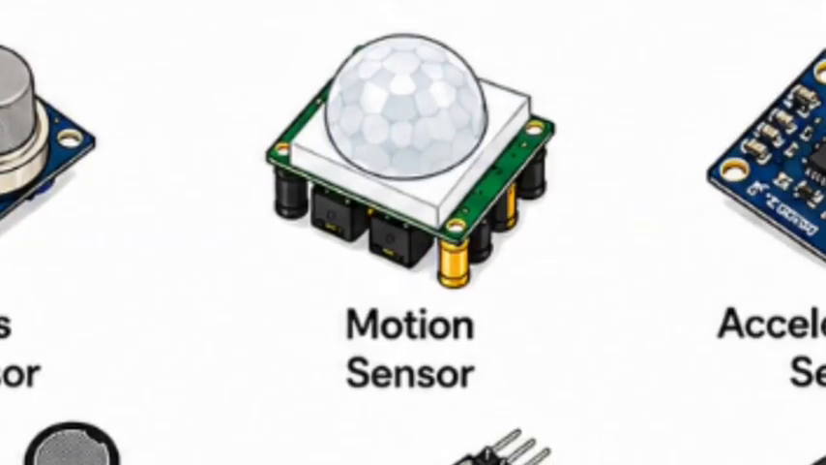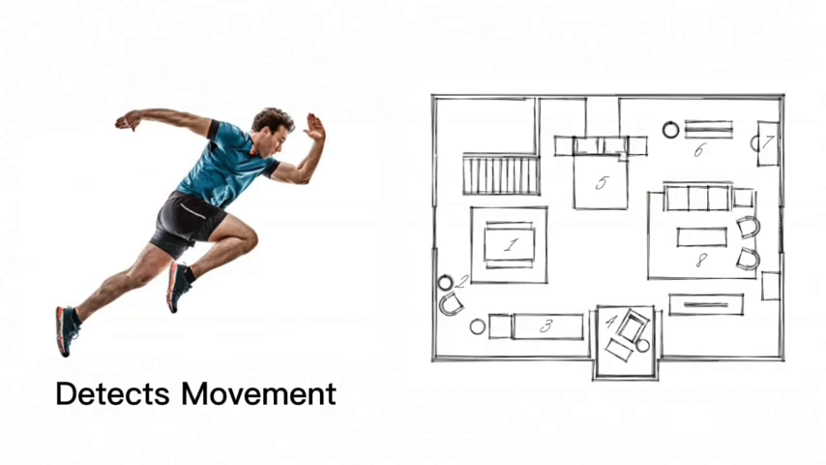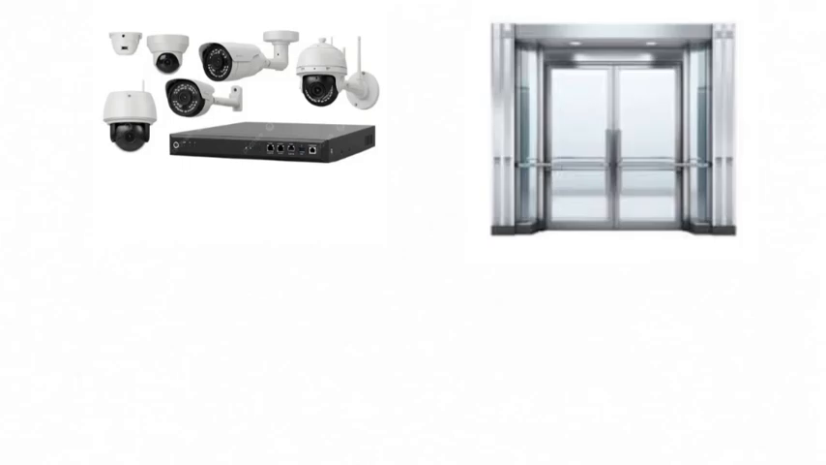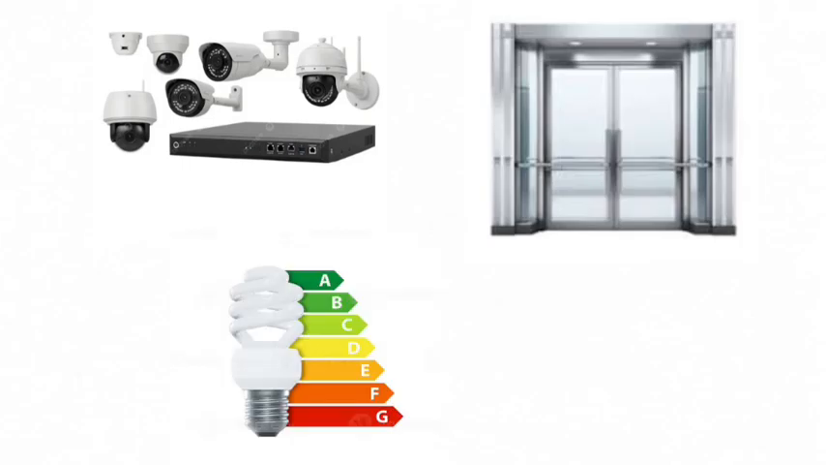Motion sensor. Motion sensors detect movement within a defined area. Depending on the type, they may use infrared energy, microwave signals, or vibration detection techniques. Motion sensors are commonly used in security systems, automatic doors, and energy-saving lighting systems.